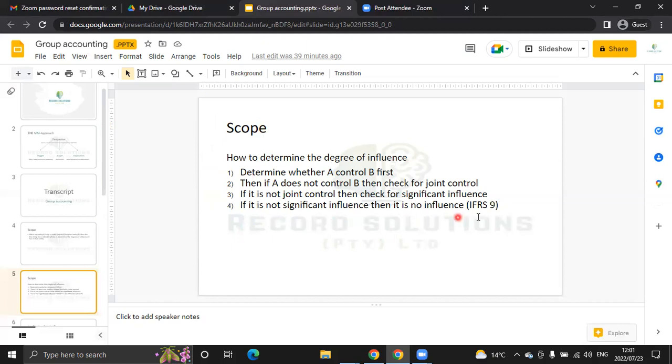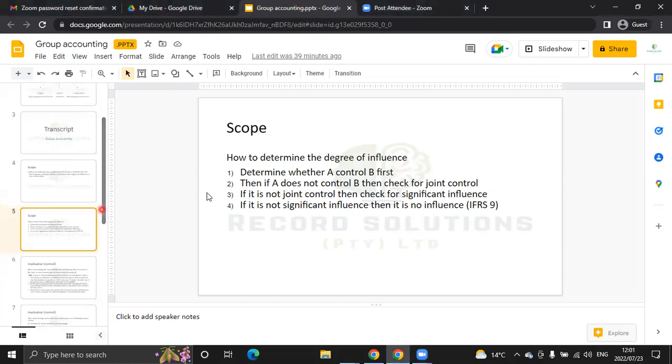And then with this one, the fourth one, if there is no significant influence, then this one is not even part of the group. So if there is no significant influence, joint control or control, then it's not even part of the group accounting basically.